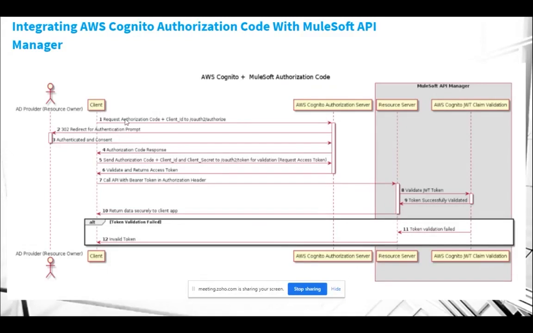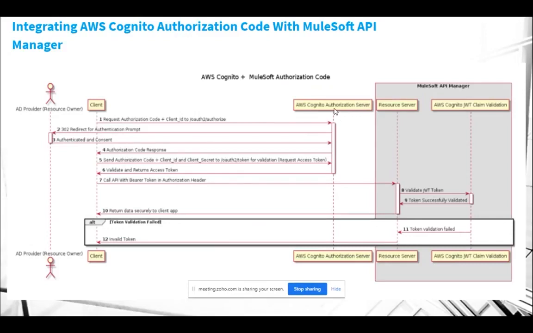The client needs the authorization code. Okay, so the client will send a request to the AWS Cognito authorization server. In the request, it will send the client ID. It will send the callback URL, where it can return your authorization code. Okay, it will send this to the AWS Cognito authorization server.